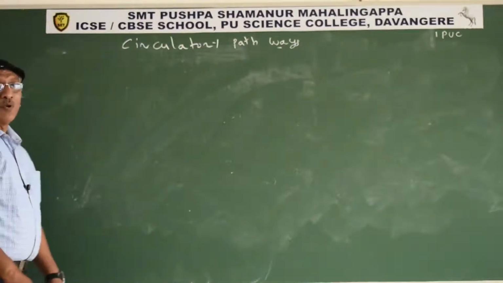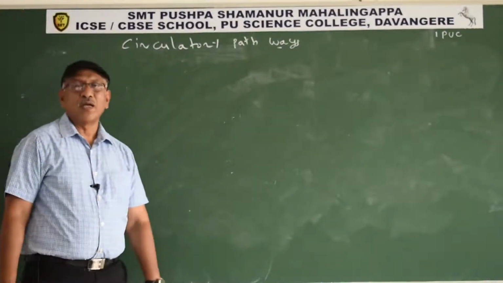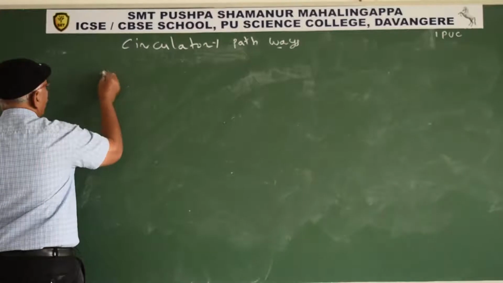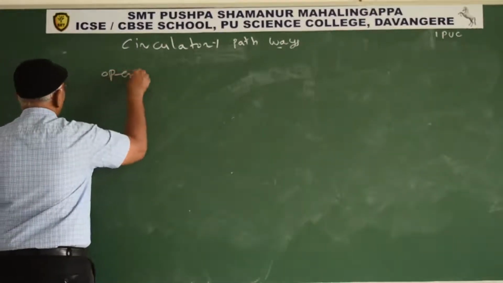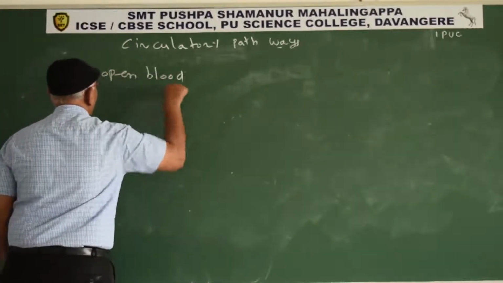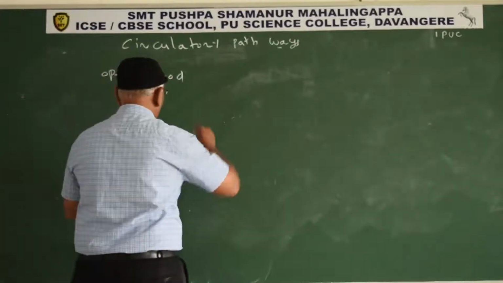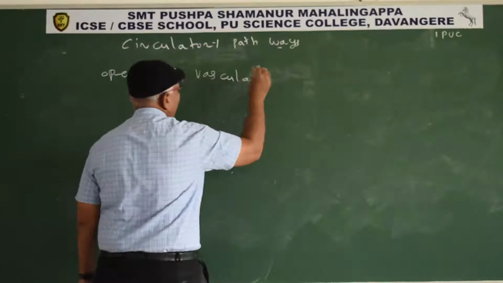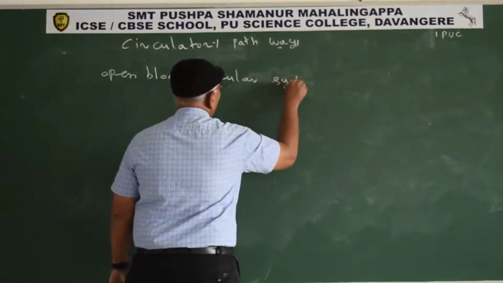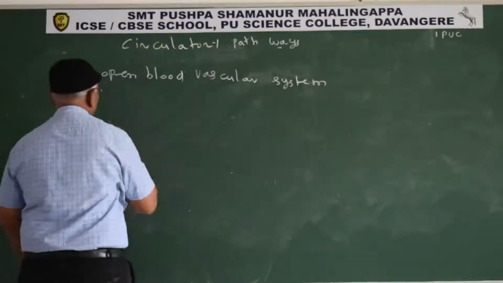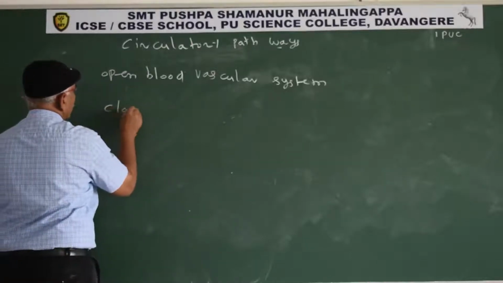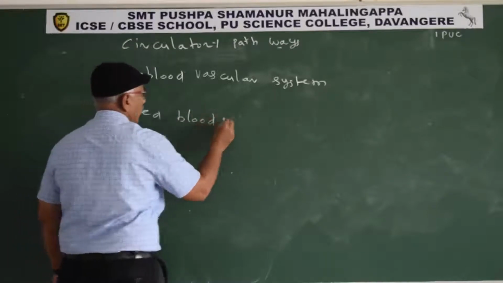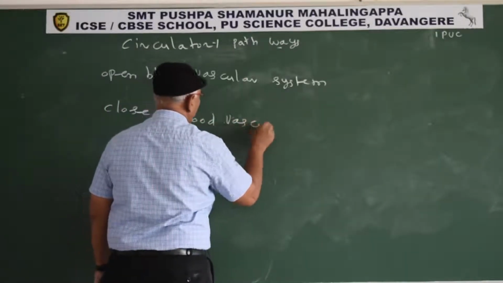So circulatory pathways, two types of circulatory pathways: open circulatory system, open blood vascular system, and closed blood vascular system.